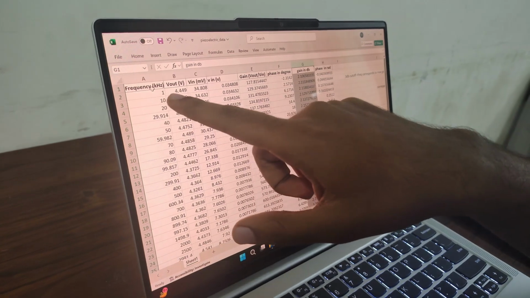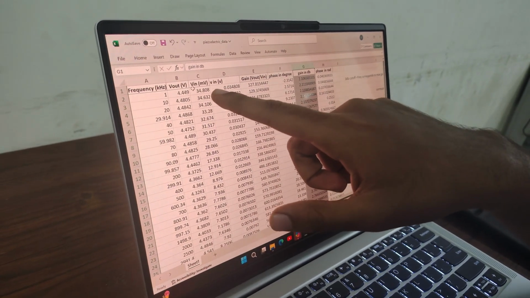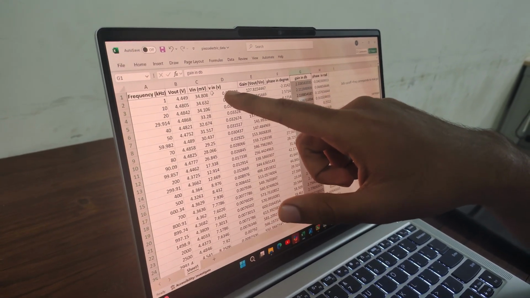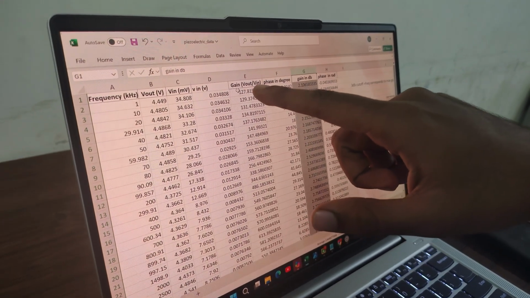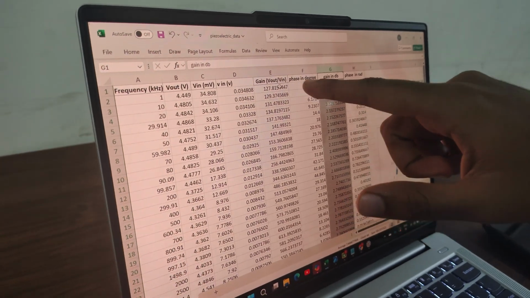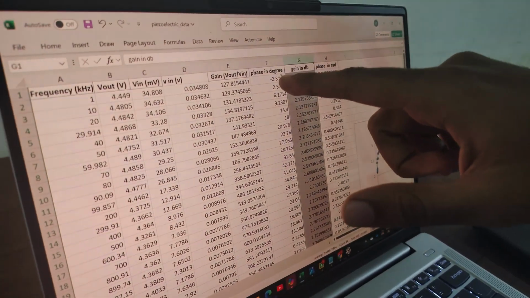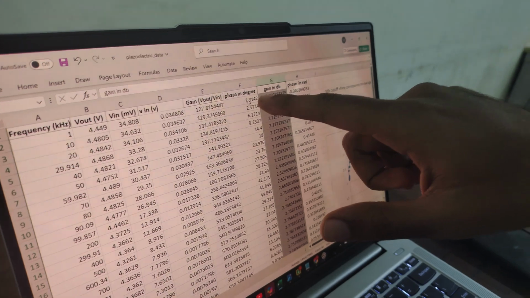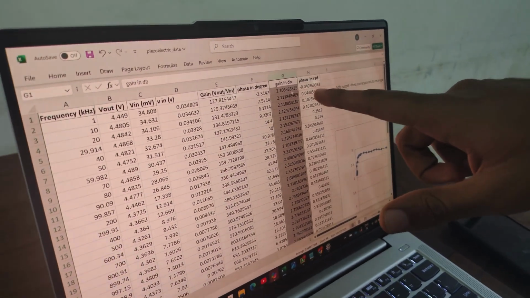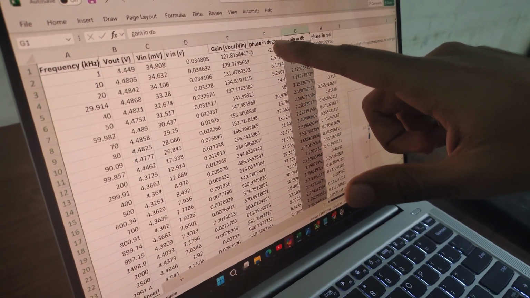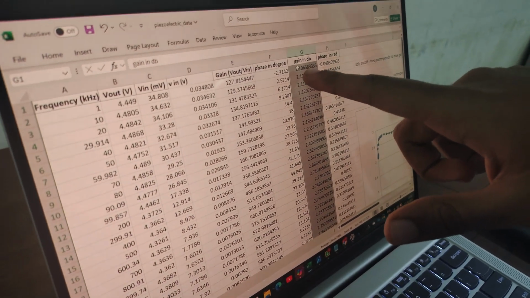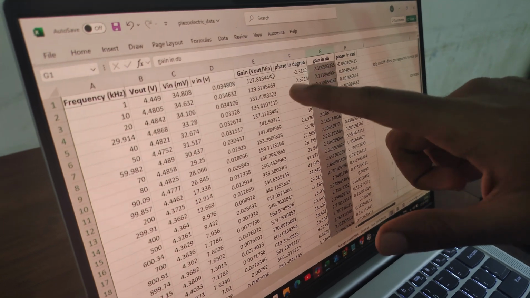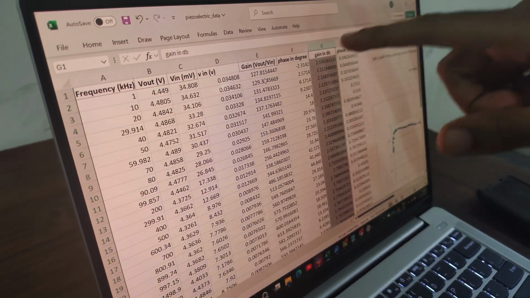This is the frequency, and this is the V output, and this is the V input in millivolts, and this is V input in volts. And from that, gain is basically V output by V input, and we have taken phase in degrees. As a standard unit of phase is radians, we have to convert phase in radians, and this gain is unitless, so we have to convert in dB. That is, gain in dB is equal to log 10 of this value.